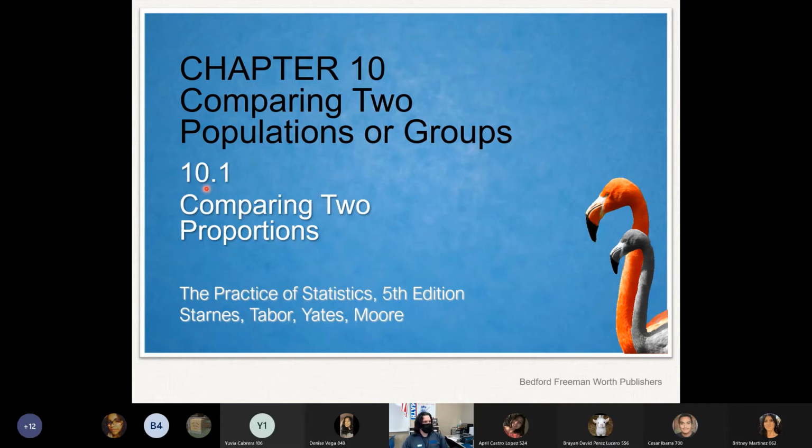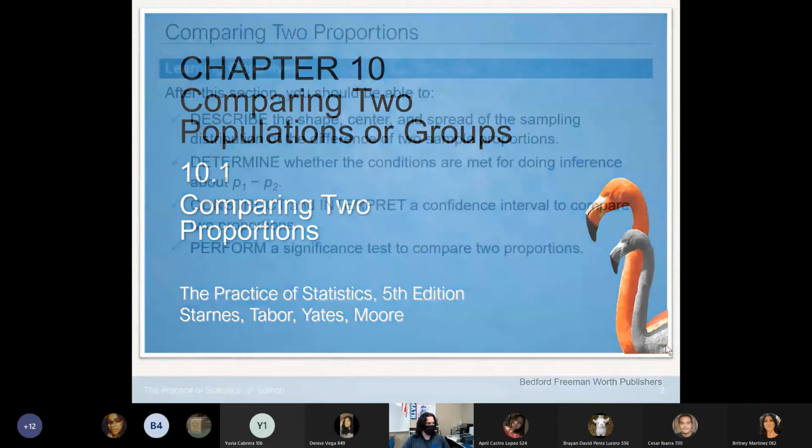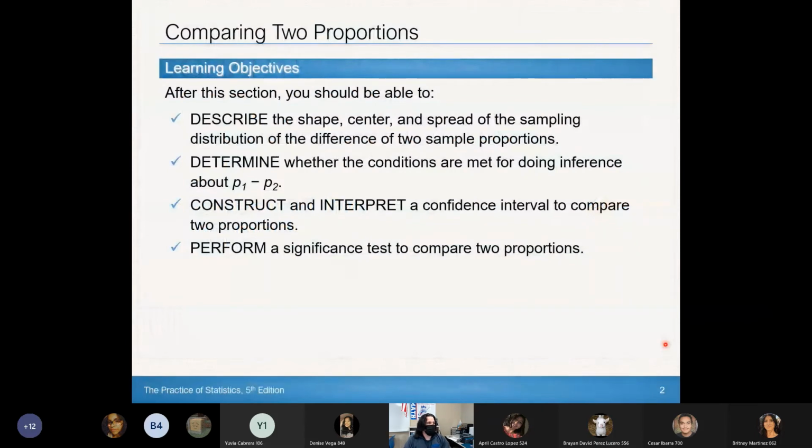And in section 10.1, we're comparing two proportions. 10.2, we'll be comparing two means. So for this lesson, we're going to learn how to describe the shape, center, and spread of the sampling distribution of the difference of two sample proportions.